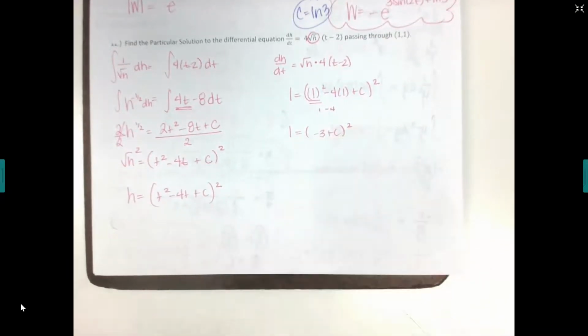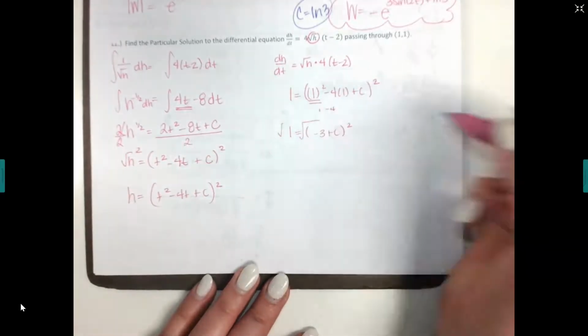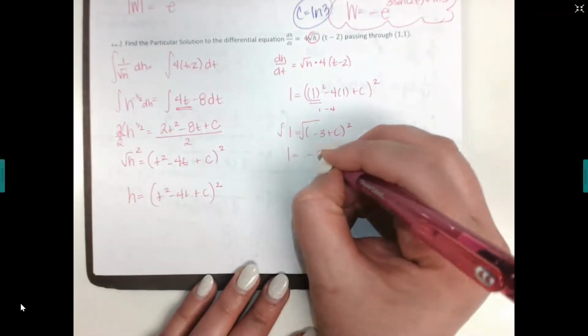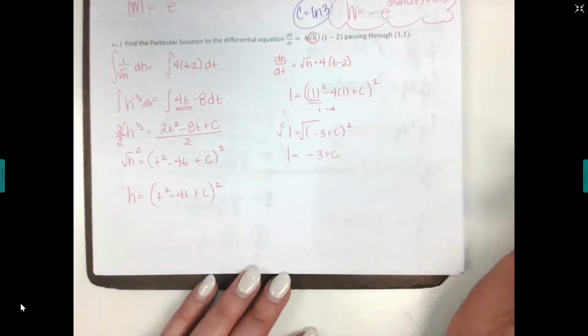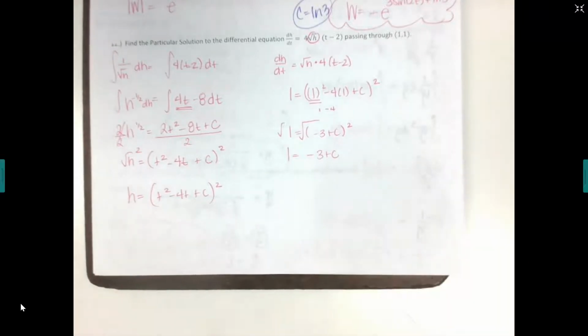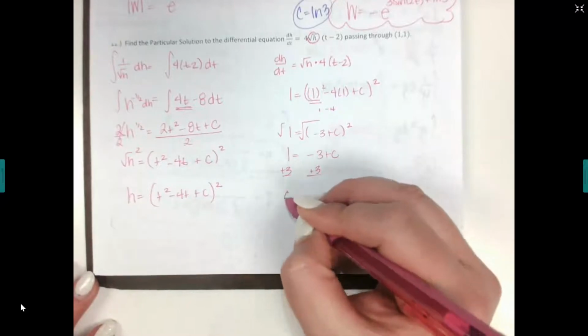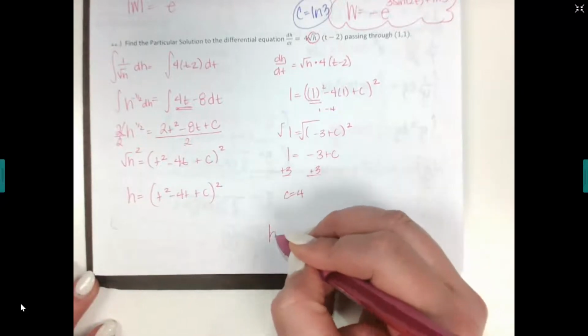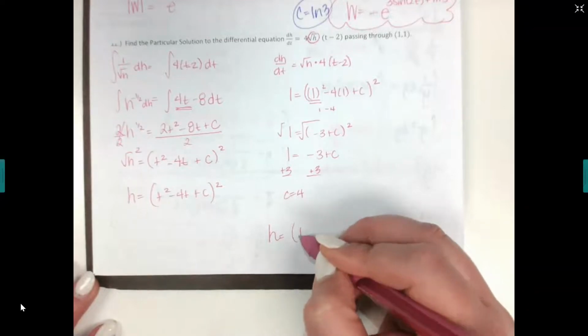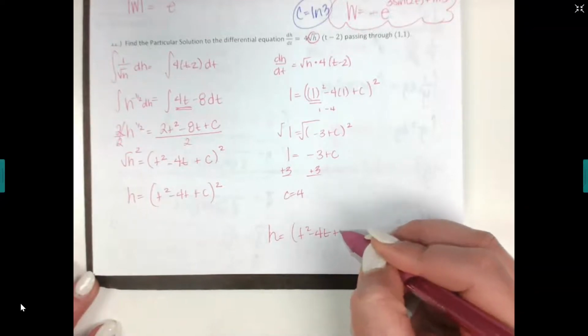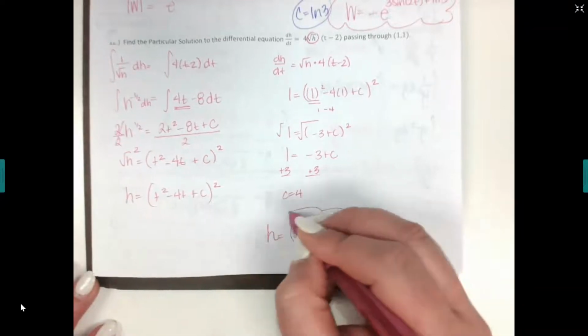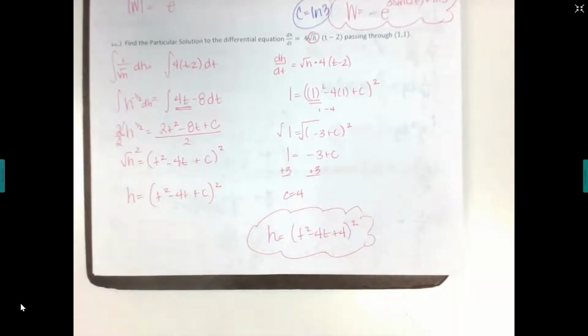Then how do I get rid of the squared? Square root. Square root of 1 is just 1. Negative 3 plus c stays in the middle. And then add the 3 across. C is 4. So my solution for h would be t squared minus 4t plus 4 quantity squared. And that would be your solution. Make sense?